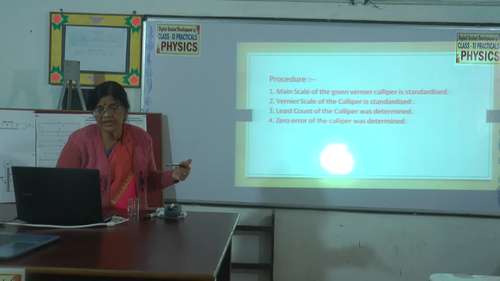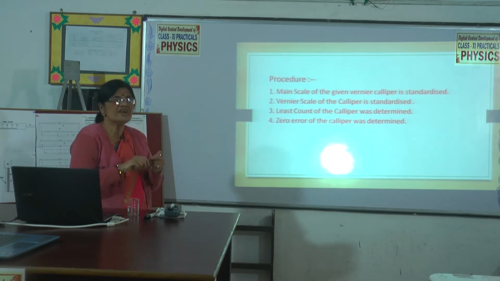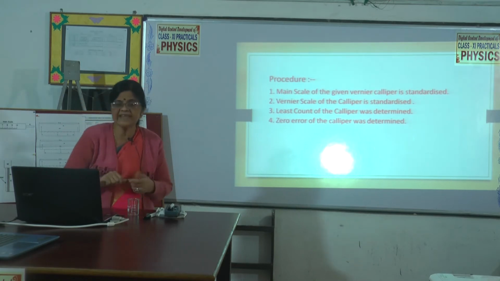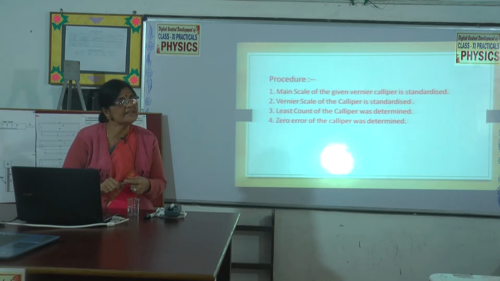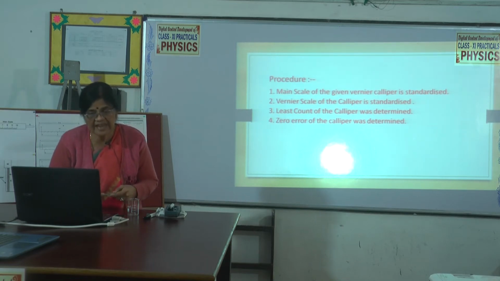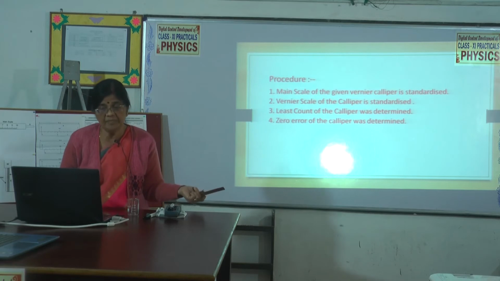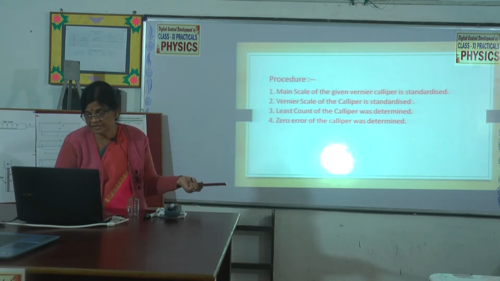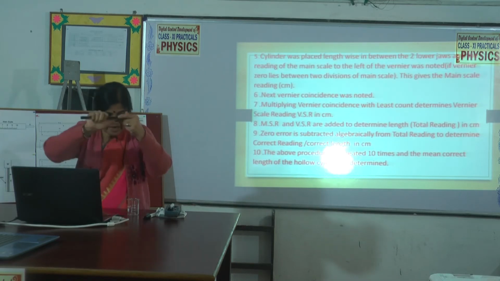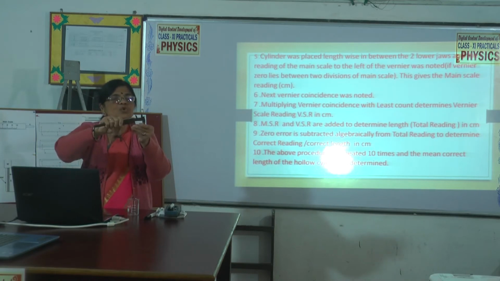So let's go to the procedure. What is the procedure? First, the main scale of the given vernier caliper is standardized. Then the vernier scale of the caliper is standardized. The least count of the caliper is determined. The zero error of the caliper is determined. Then the cylinder was placed in between the two lower jaws.